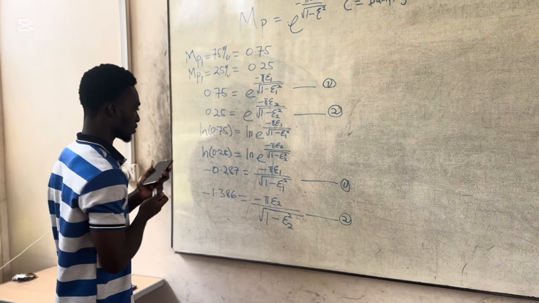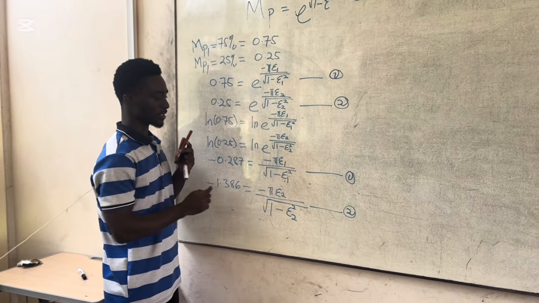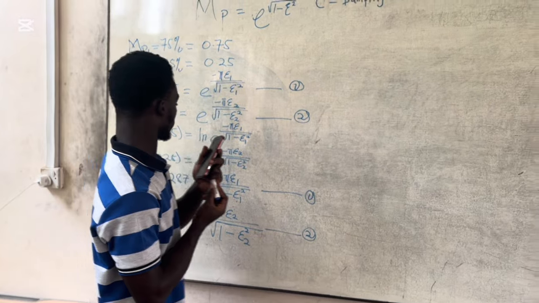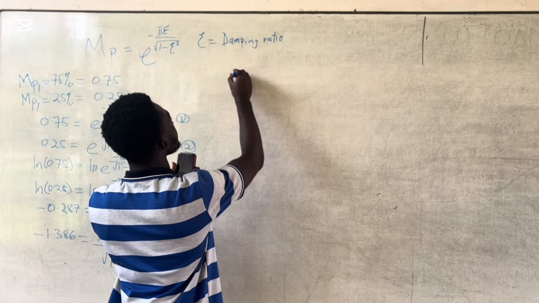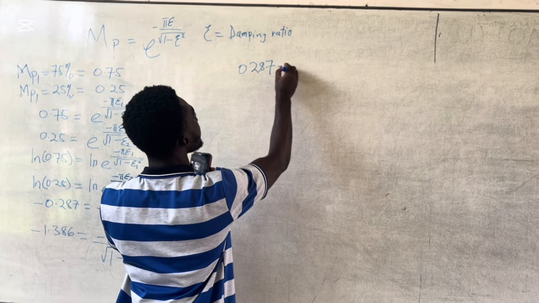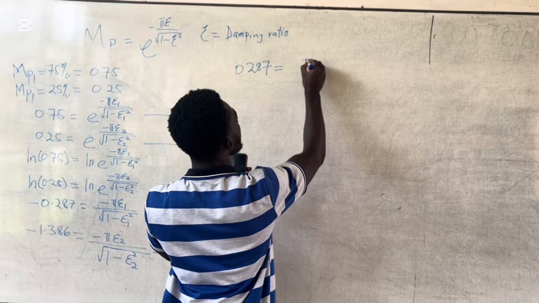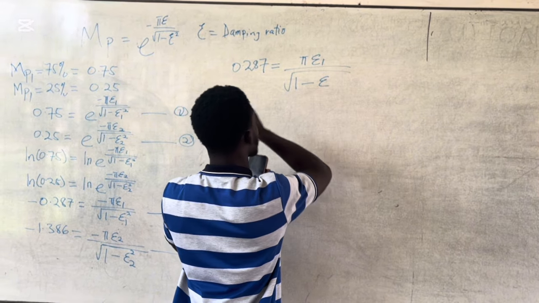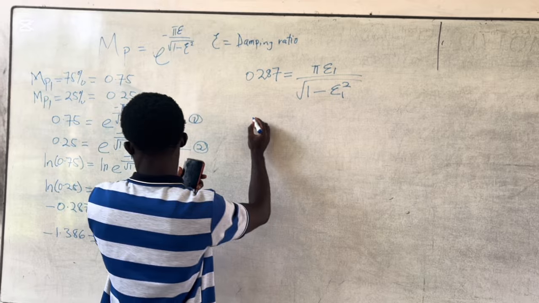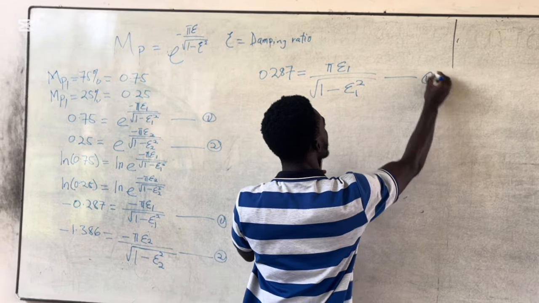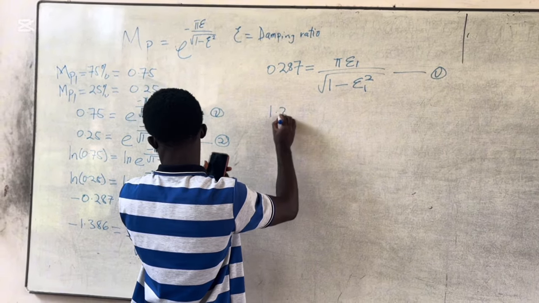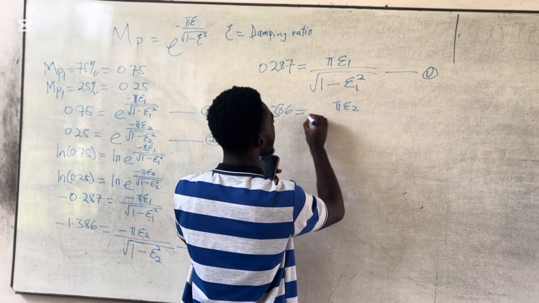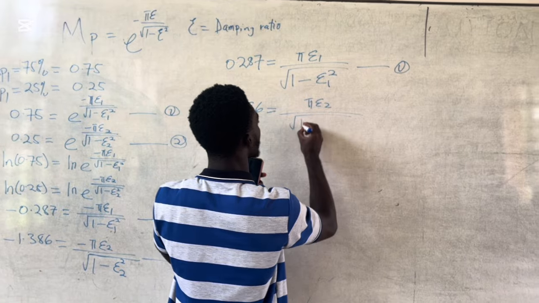So the negative cancels the negative. The negative here cancels this negative here. So we have 0.287 equals the pi all over the square root of 1 minus. So this is for the first one. We have 1.386 equals pi all over the square root of 1 minus.